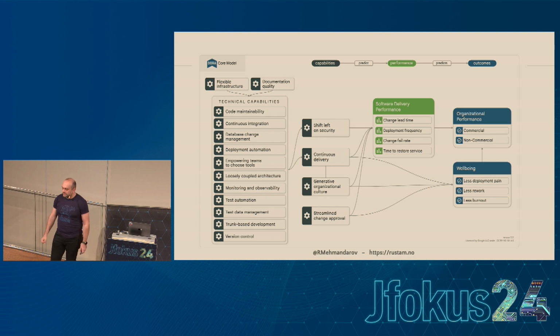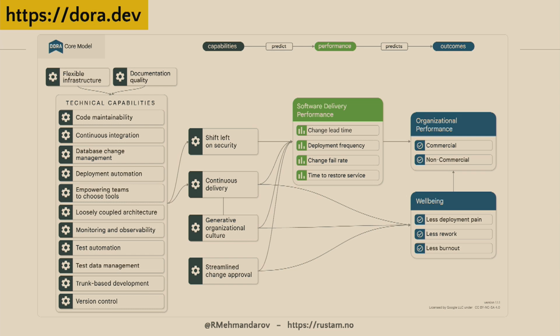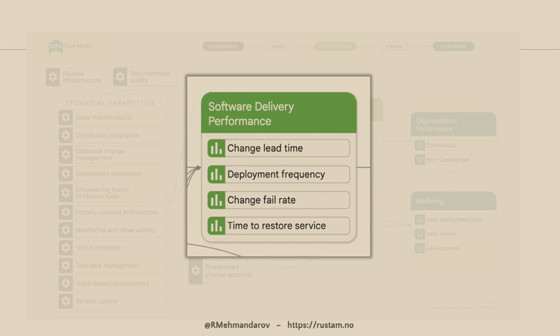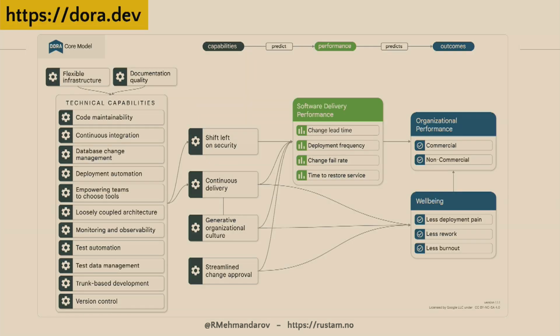The important thing here in the middle is the green box called performance. I'm going to zoom that in for you. That's the right URL to DORA, by the way. That's what they talk about. Actually, let's go back for a second. All those things that you see on the left side lead to organizational performance. Things like commercial performance in the organization. It also leads to well-being, the opposite of the nightmares for developers.